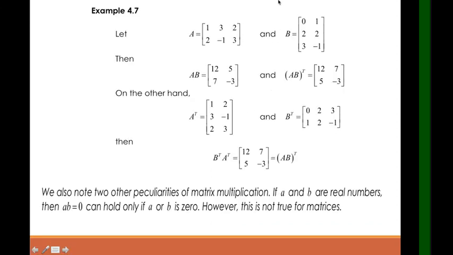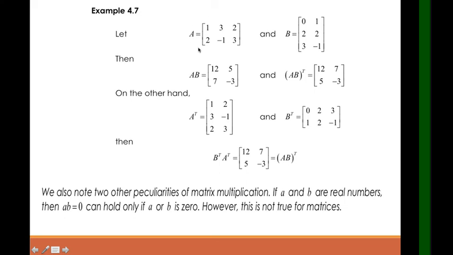Another, we have A, quantity A, 1, 2, 1, 3, 2, okay? Then, for B, we have 0, 2, 3, 1, 2, negative 1. For AB, we have 12, 5, 7, negative 3 as the product of A and B matrices. For the transposition, we have 12, 7, 5, negative 3. On the other hand, we have A raised to T, which is 1, 3, 2, negative 1, 3.